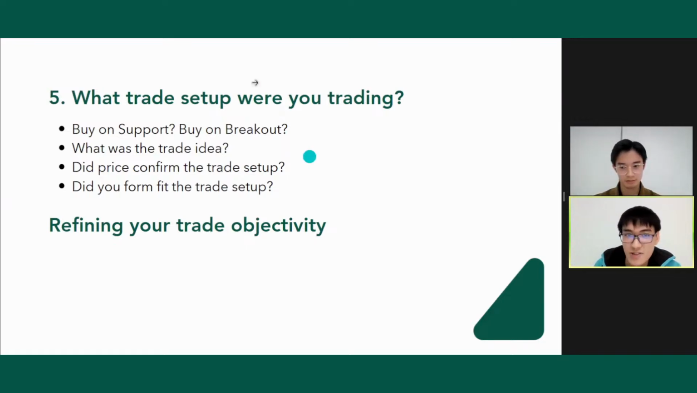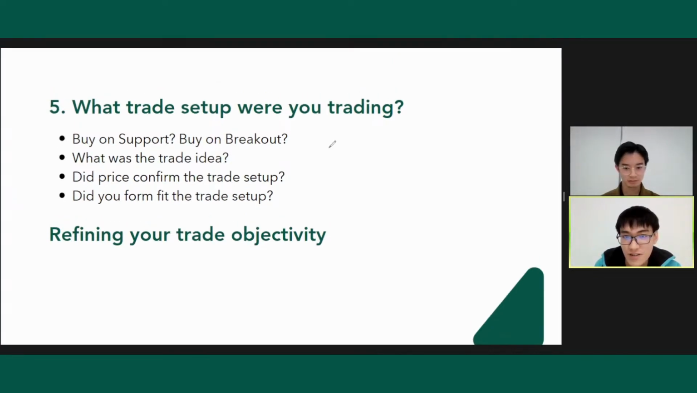Let me draw it to illustrate. So let's say you have resistance here, you have support here. Let's say your idea was a buy on support trade. But price is only here, midway, and you already bought. Then you didn't follow your plan, right? Because your idea was to buy at support. So why are you buying when it's not yet at support? Or another example is, your idea is to buy the breakout, but price is only here and you already bought. But your idea was to buy the breakout, right?